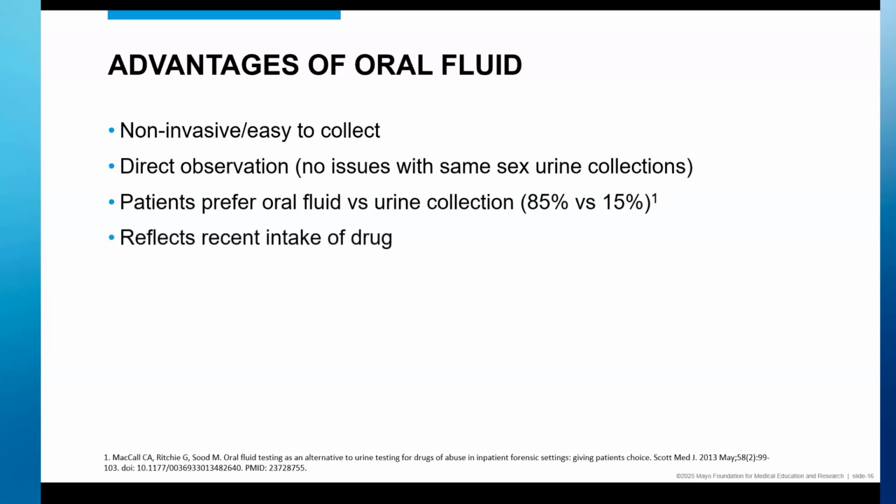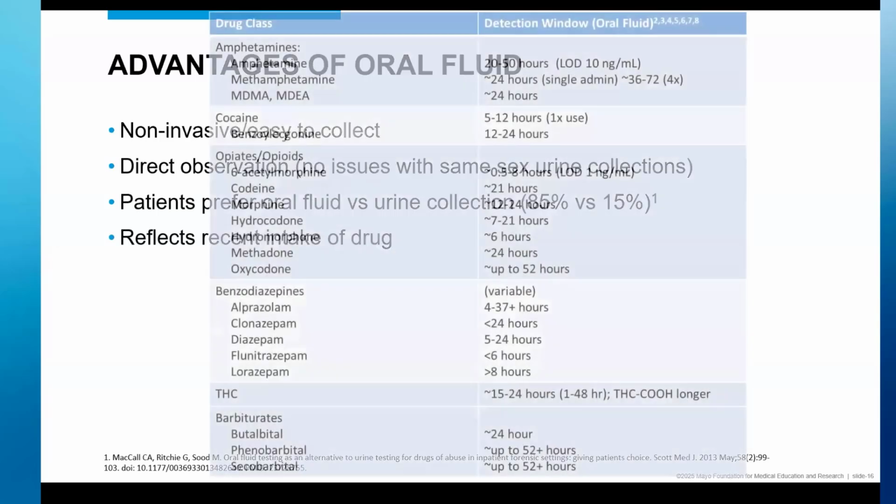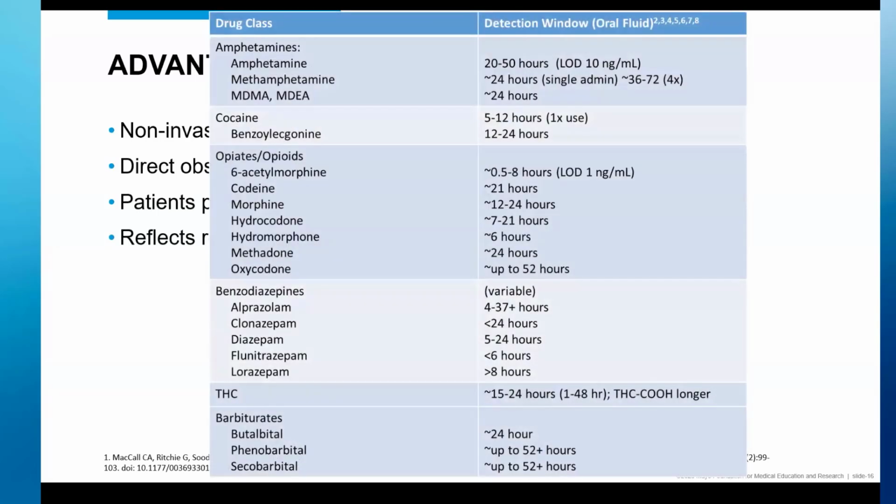The advantage also, as I said earlier, is that it reflects more recent intake. So I have to have used it within the past 24 to say 48 hours for most drugs. This chart just summarizes some of the average detection windows for the various drug classes. But for most drugs, you'll see this is around 24 hours, sometimes up to 2 days or longer, depending on the drug and the half-life of the drug. So it does vary by the drug.